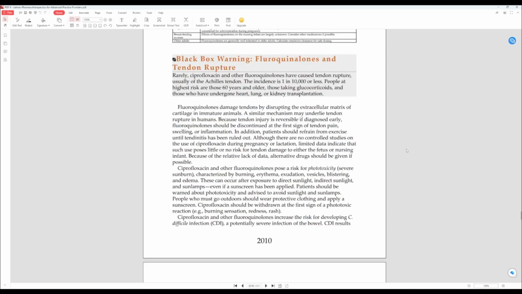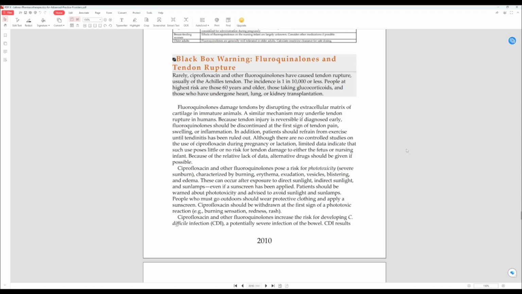Fluoroquinolones damage tendons by disrupting the extracellular matrix of cartilage in immature animals. A similar mechanism may underlie tendon rupture in humans. Because tendon injury is reversible if diagnosed early, fluoroquinolones should be discontinued at the first sign of tendon pain, swelling, or inflammation. In addition, patients should refrain from exercise until tendinitis has been ruled out.